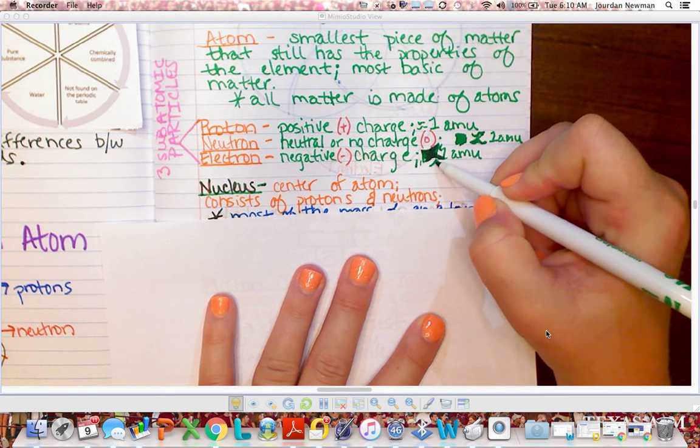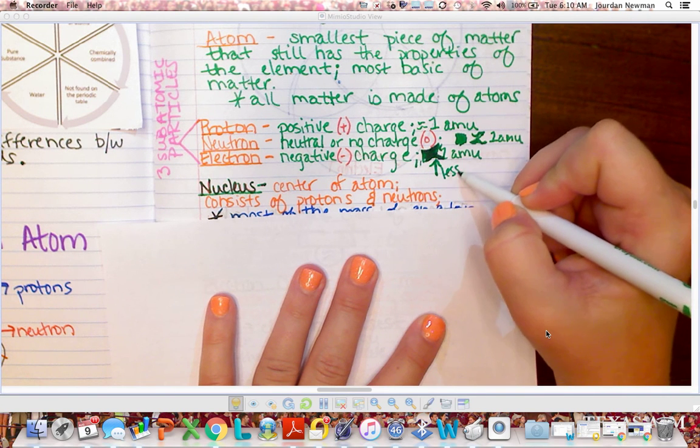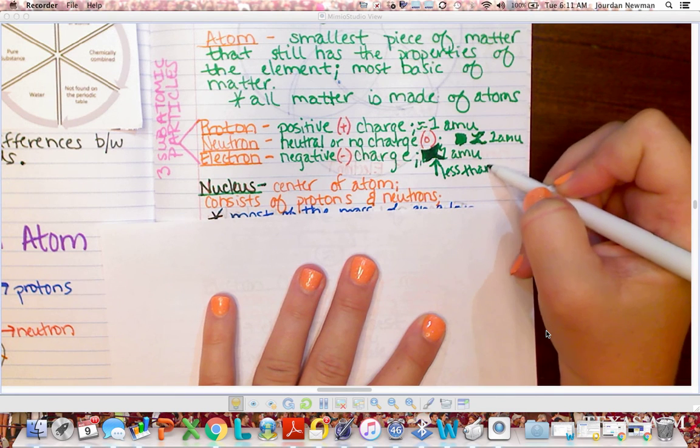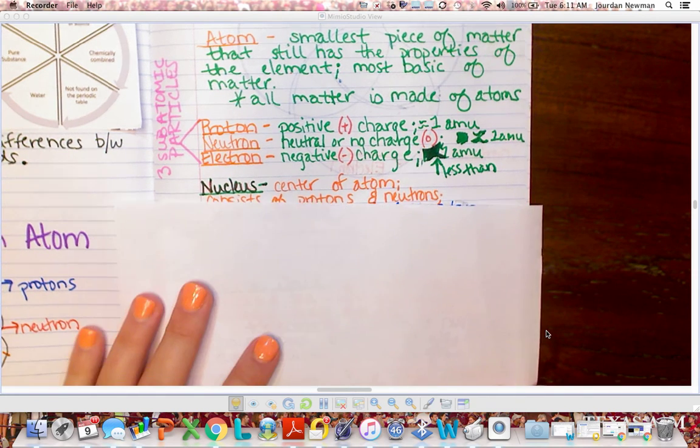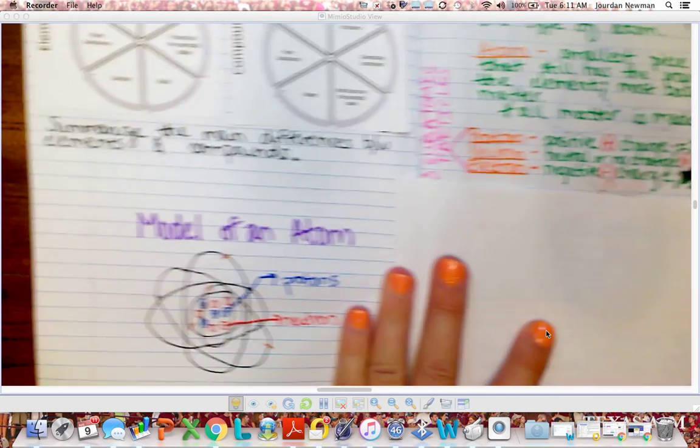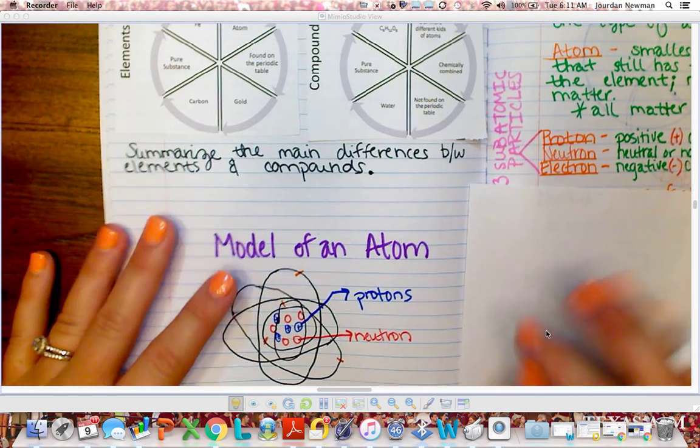And let's just go ahead, since I wrote it, we'll just put less than, so we know what I was trying to say. Okay, again, very, very tiny.